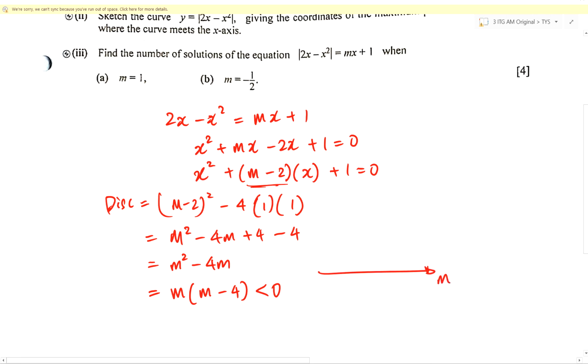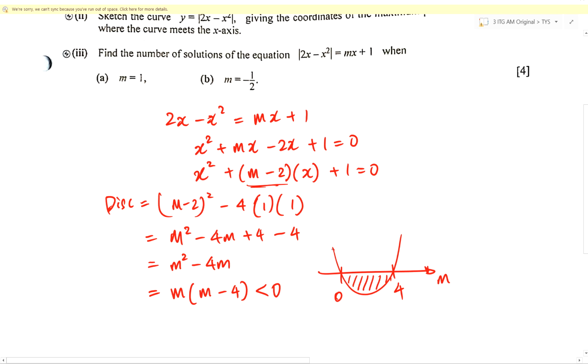Along our m axis, we're dealing with m squared over here, so this is a parabola opening upwards. It is going to intersect at 2 points, 0 and 4. I want the quadratic to be less than 0. Which part of the graph is less than 0? 0 to 4, this part. When I say it is less than 0, I'm referring to the y value, the vertical axis value.